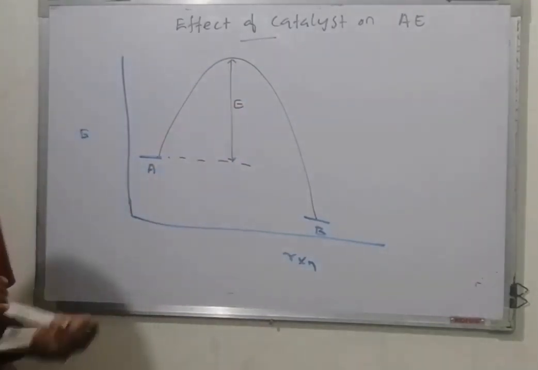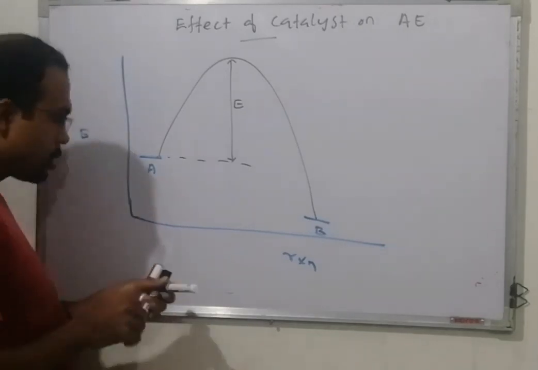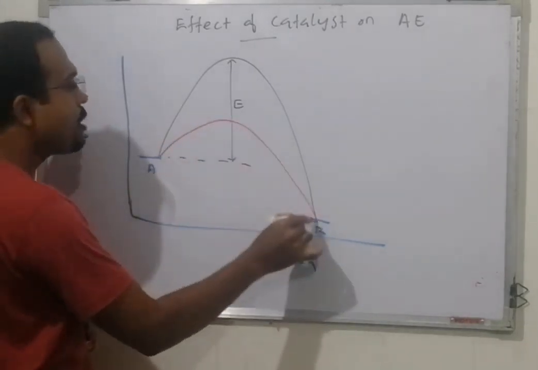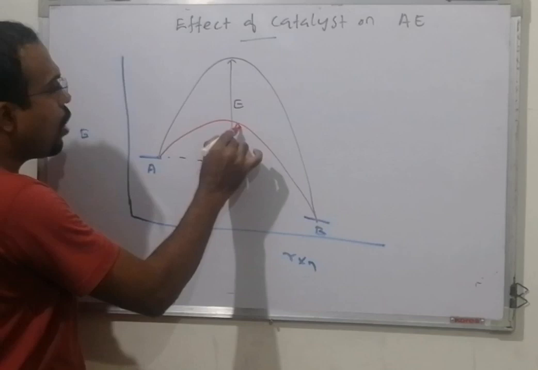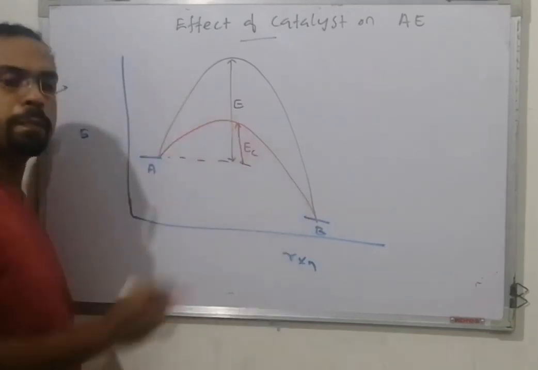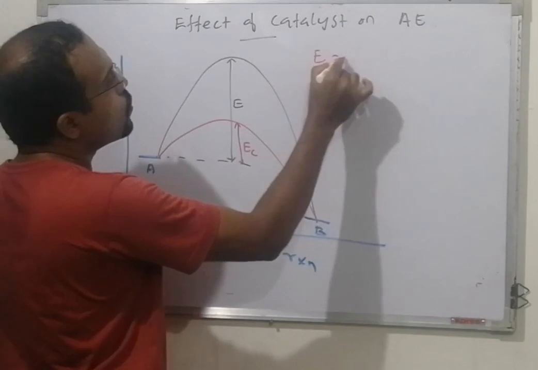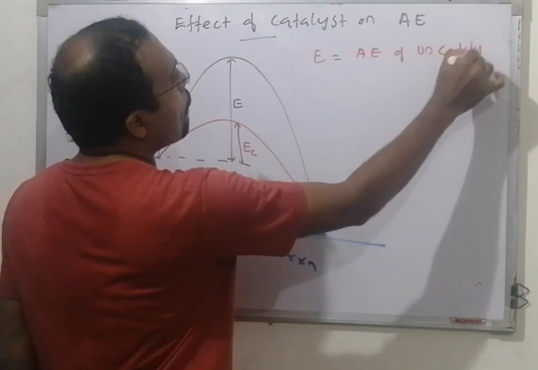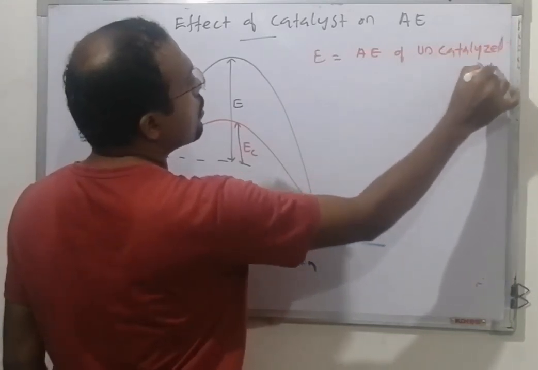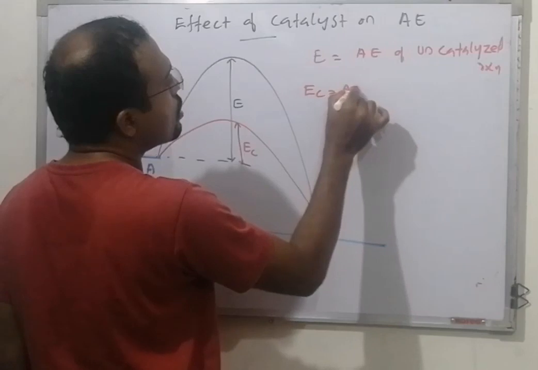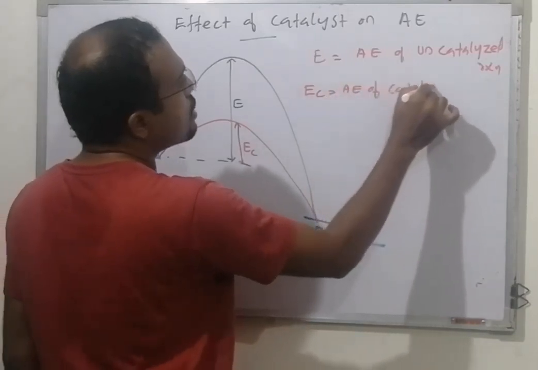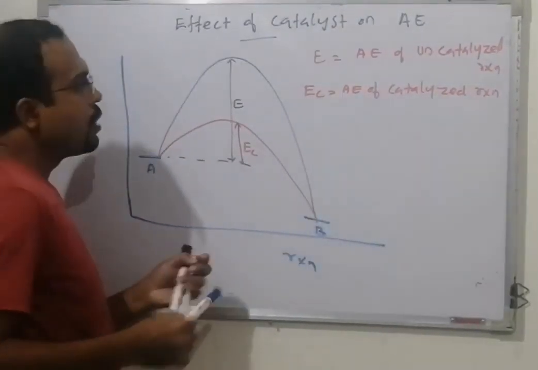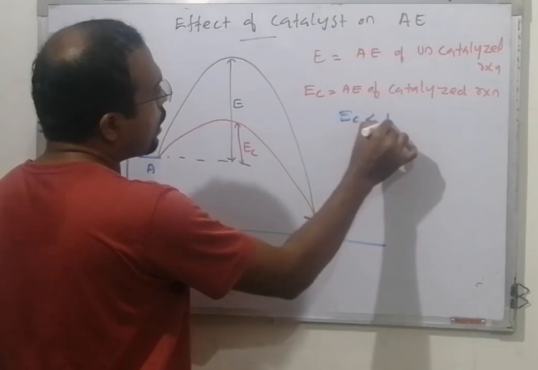Now I add some catalyst. You know what happens? Same reactant, same products, but the activation energy decreased. Now what is the activation energy? This is EC. Therefore, E is equal to the activation energy of the uncatalyzed reaction. EC is equal to the activation energy of the catalyzed reaction. Obviously, EC is less than E.